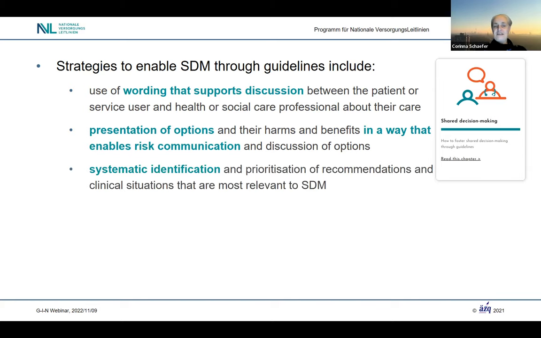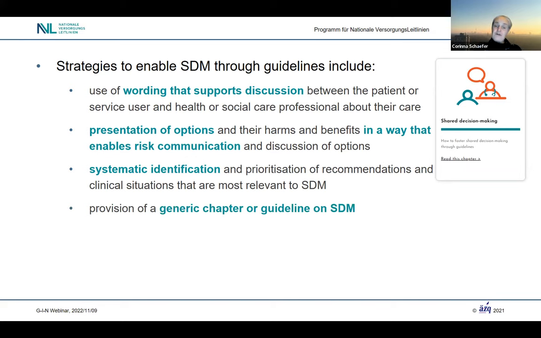Next one is the systematic identification and prioritization of recommendations and clinical situations that are most relevant to shared decision making. I think this is an issue that would need some further investigation, because somehow we all have an idea what kind of situation might call for shared decision making, but we can easily forget this throughout the whole guideline development, because we have so many tasks to do. Once we have a systematic tool to identify this kind of recommendation, we know it is a further step in guideline development that we would have to at least have a look at before publishing the guidelines. So this kind of systematic identification would definitely be helpful.